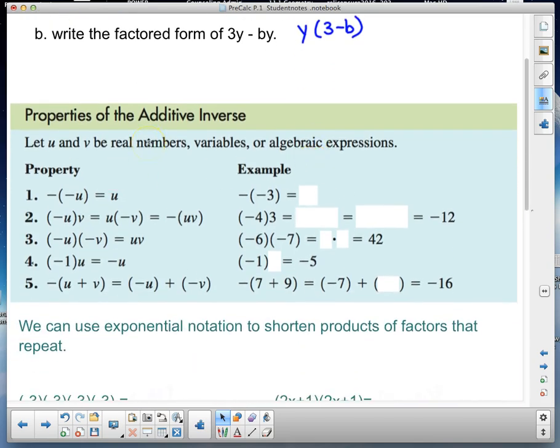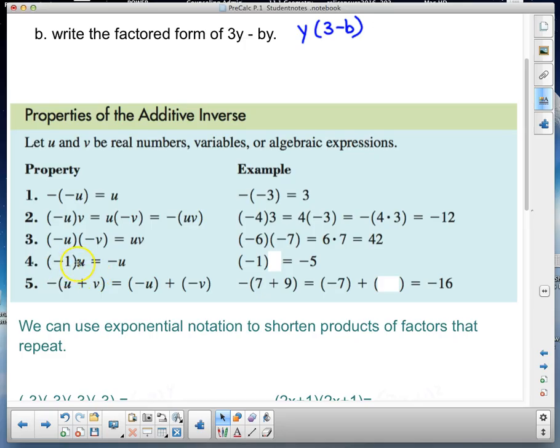Now these are properties of the additive inverse. Let u and v be real numbers, variables, or algebraic expressions. The opposite of negative u equals u. Well, the opposite of negative 3 should be 3. The opposite of u times v is the same as u times the opposite of v, which is the opposite of u times v. Well, this is the same as negative 4 times 3, or 4 times negative 3, or the opposite of 3 times 4, which is still negative 12. The opposite of u times the opposite of v: the two negatives become positive. Same idea here. The two negatives become positive, and 6 times 7 is 42.